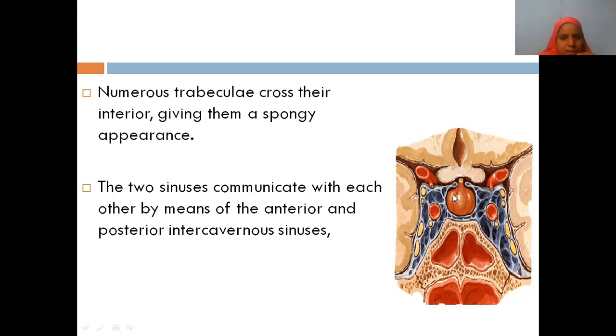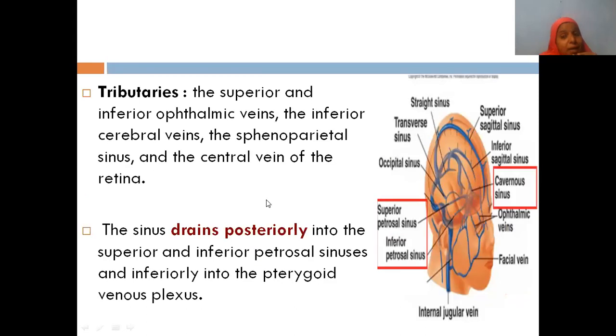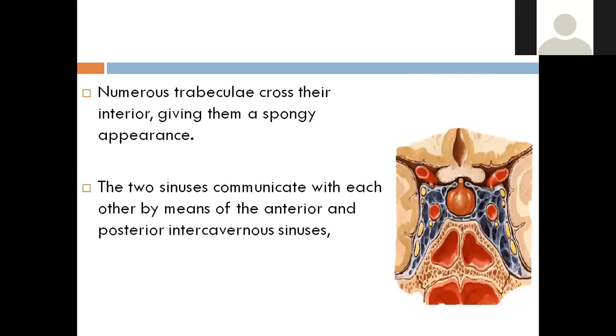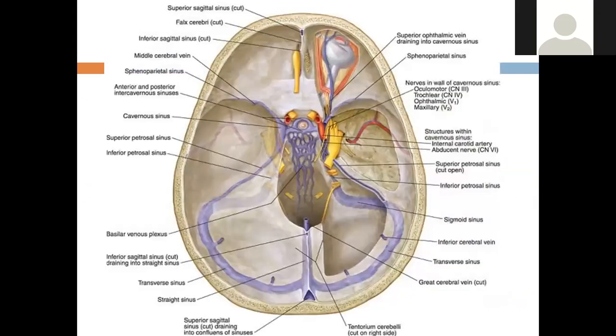The two sinuses are communicating with each other by means of the anterior intercavernous sinus and posterior intercavernous sinus. Now you should understand tributaries better, very, very important. Tributaries means we have incoming channels and outgoing channels. Actually, the previous pictures were good. I'll go with those pictures. See, this picture is very good.